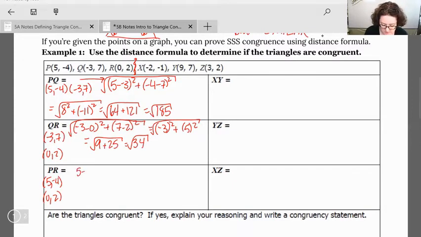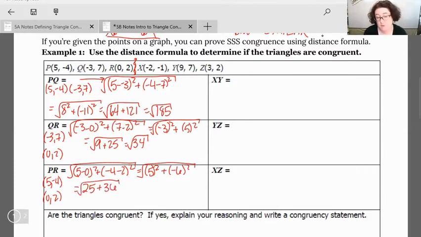Distance formula, 5 minus 0 squared plus -4 minus 2 squared. Simplify them out. We get a 5 squared, and we have a -6 squared, otherwise known as 25 plus 36. Again, notice every time I'm squaring a negative number, it always comes out positive. Careful with your signs. That's going to give me the square root of 61.